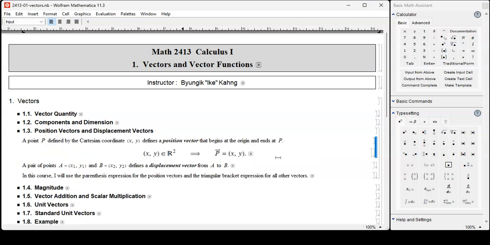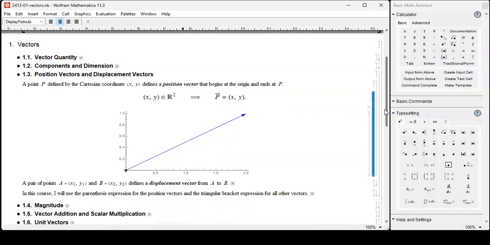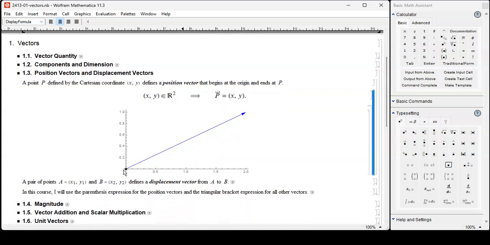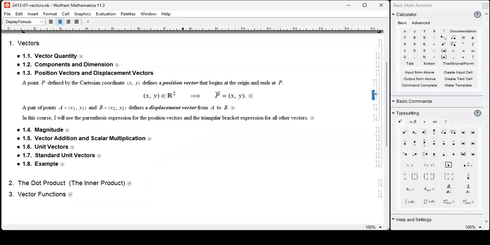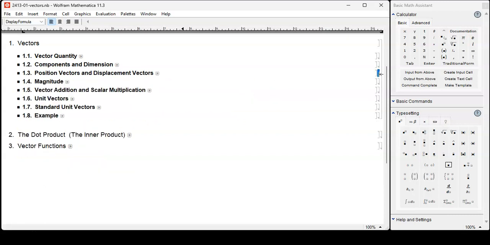Yes, this is the most important example of a vector, the position vector. So whenever you have a point, you have a position vector. Suppose that you are sitting at the origin and observing any point. Any point will give you a position vector and vice versa. So there's no difference between a point and a vector. So the parenthesis expression for a point versus triangular bracket expression for vectors, there should be no distinction between one and the other. Remember that.